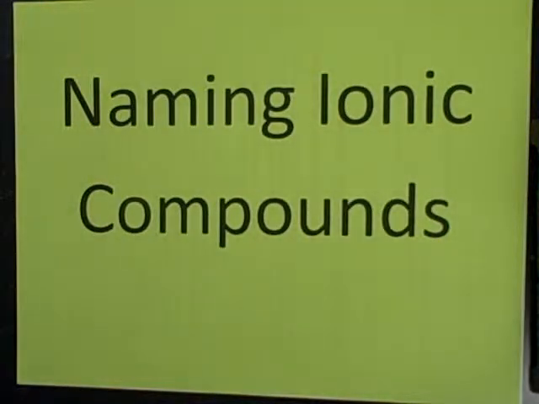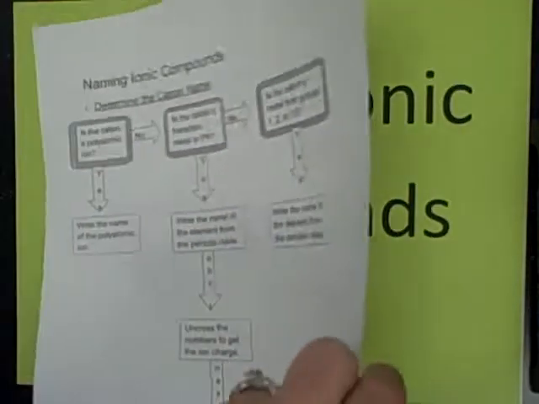This video will teach you how to name an ionic compound. Now, ionic compounds have two names, a first name and a last name. The first name is the name of the cation or positive ion, and the second name is the name of the anion or negative ion.